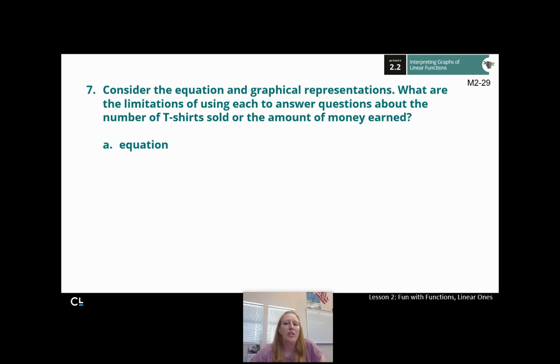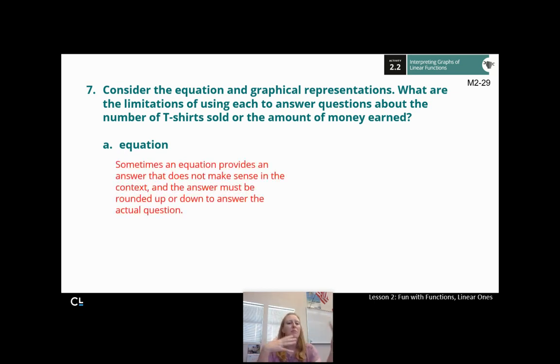So the equation was great. I like solving equations. The equations solve really well. That was super awesome. But the issue I encountered is that sometimes an equation provides an answer that does not make sense in the context of our situation, and the answer must be rounded up or down to answer the actual question. In fact, we encountered that a few times, didn't we?